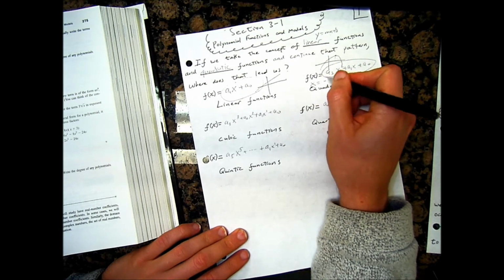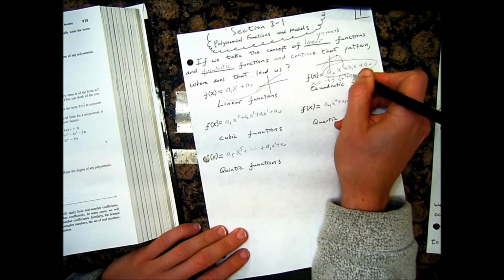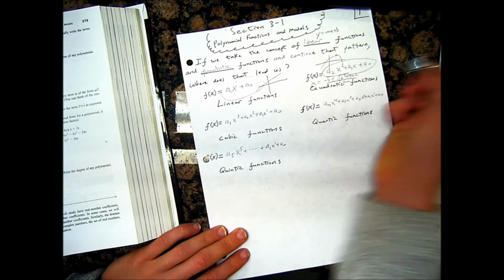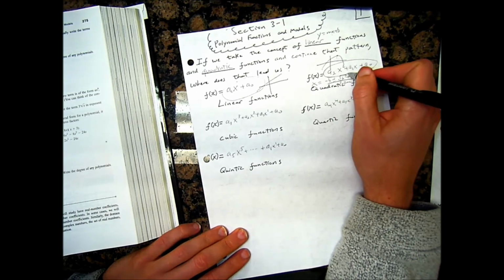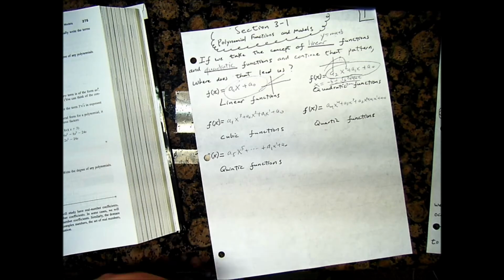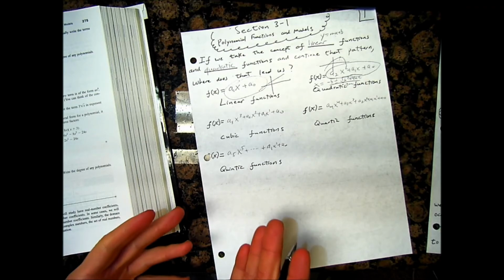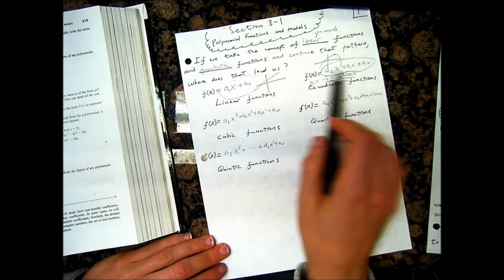x is equal to the opposite of b plus or minus the square root of b squared minus 4ac, all over 2a. This is the quadratic formula, which really is the same as completing the square. You can solve any quadratic equation by either completing the square or just using the quadratic formula. So we have these general solutions for finding the roots of these.